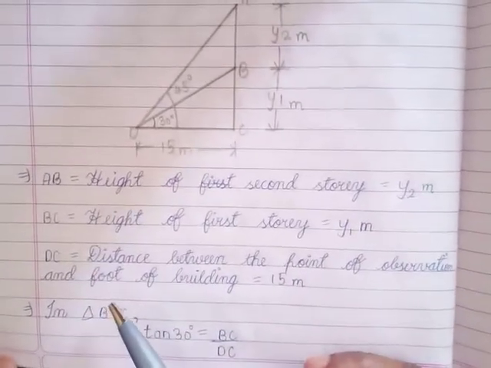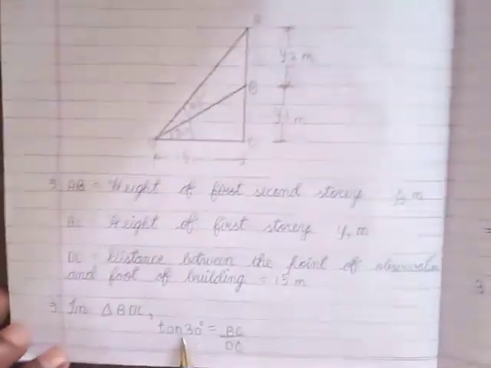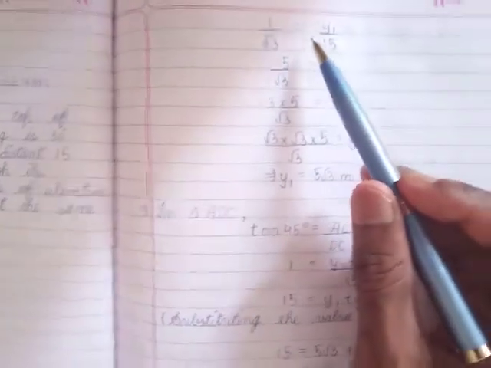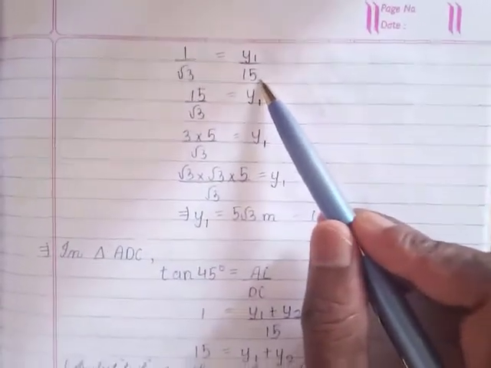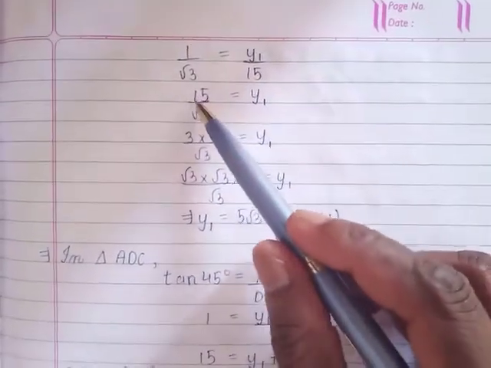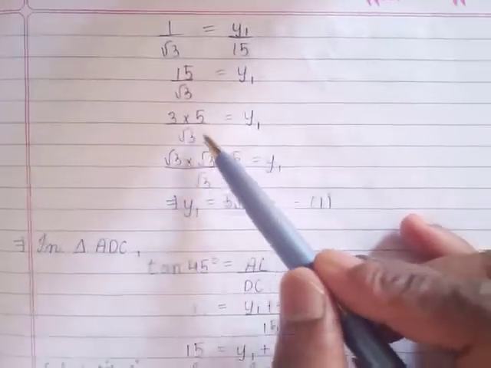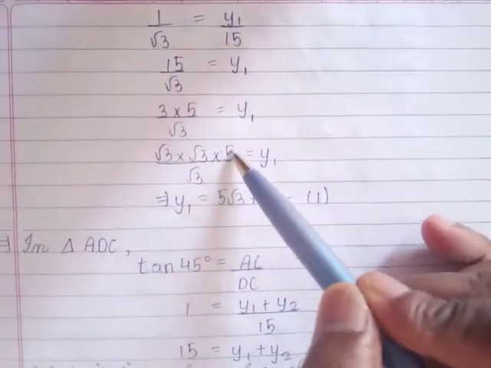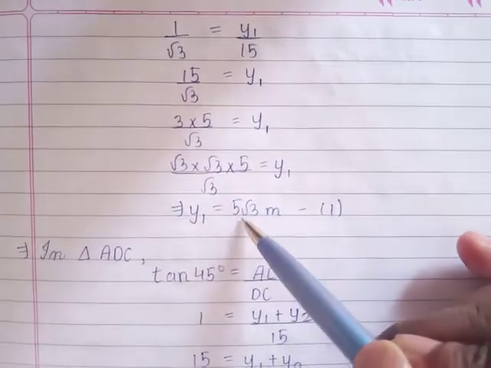In triangle BDC, tan 30 is equal to BC upon DC. So 1 by root 3 is equal to y1 upon 15. So 15 will go that side, so 15 upon root 3. 15 can be written as 3 into 5 upon root 3, which is y1. 3 can be written as root 3 into root 3, into 5 upon root 3, y1. So root 3 and root 3 will cancel out. y1 is equal to 5 root 3 meter.